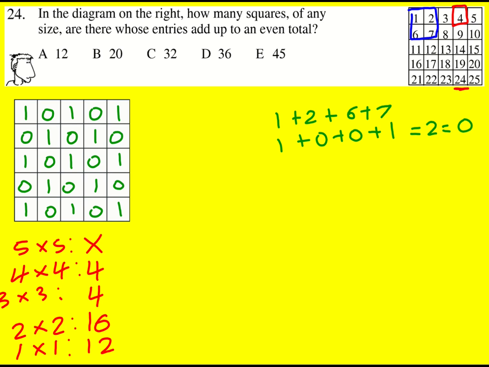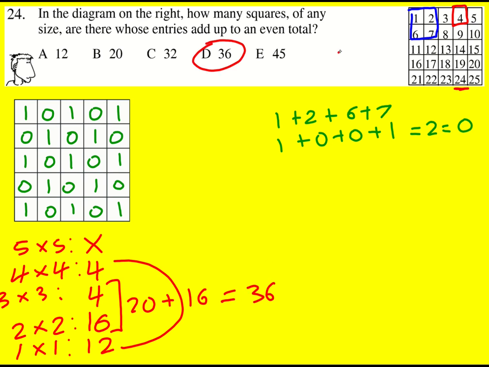So how many squares in total? Just need to add these up. 4 plus 16 gives 20. 4 plus 12 gives 16. Add these two together, 36 grids. Fantastic question.